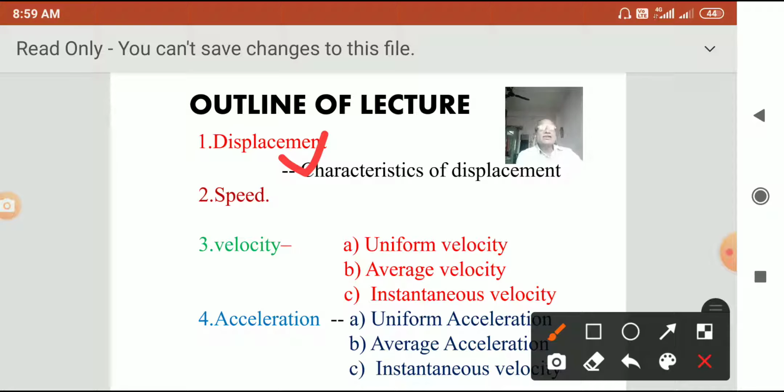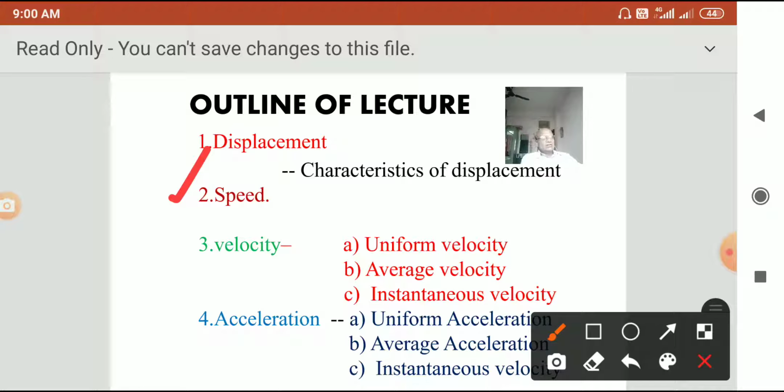Now second is speed. The second quantity is speed. Speed is a scalar quantity, and so it is related with distance. So speed is defined as distance traveled per unit time. If an object travels a total distance, say s, in a time interval, say t, then speed is equal to the ratio of total distance divided by the time required to cover that distance, that is s divided by t.